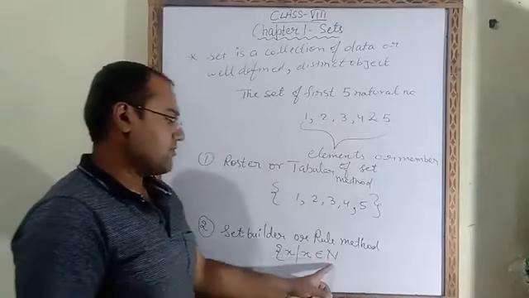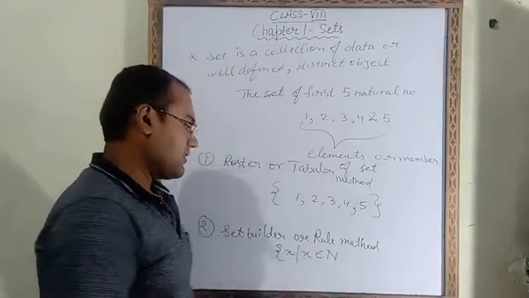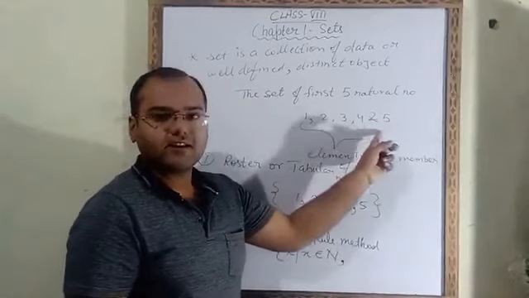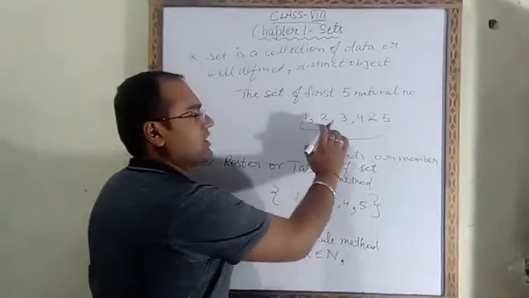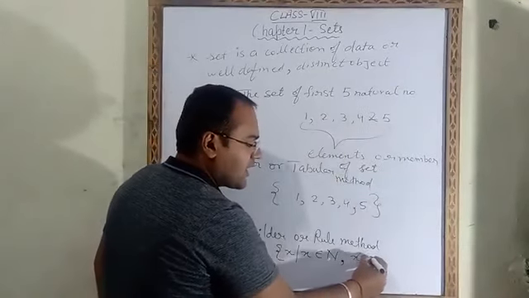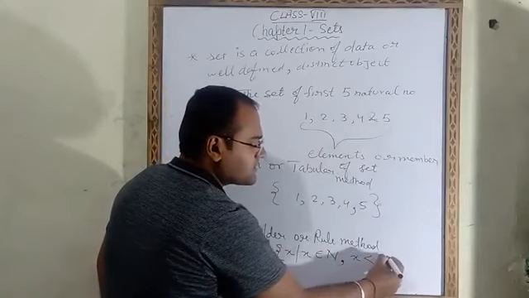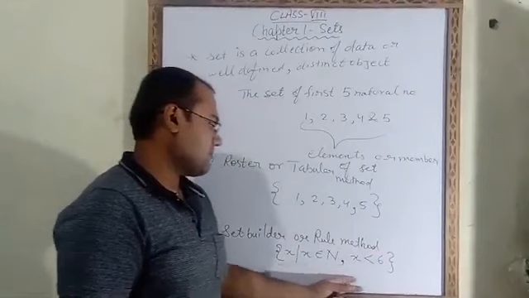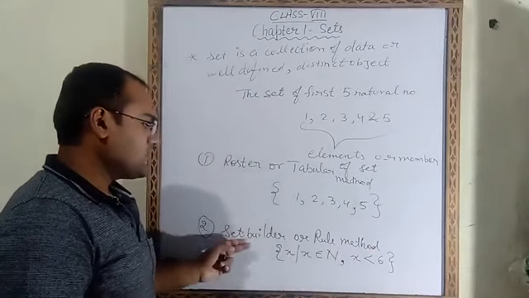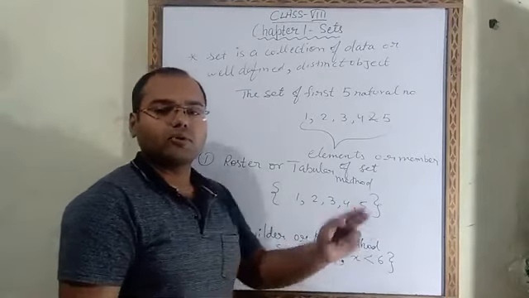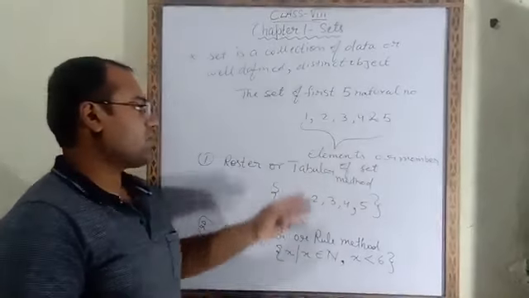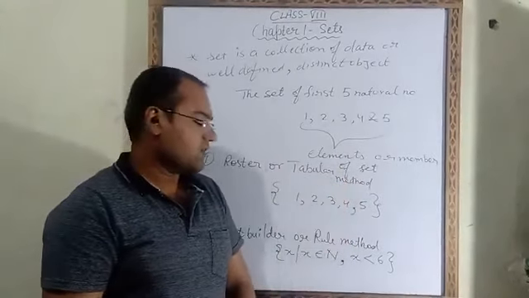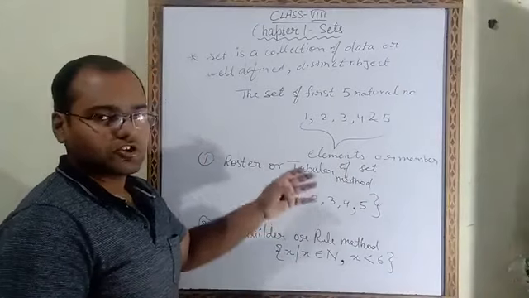Natural number we have to denote with capital N. Then comma. These all numbers are less than 6. So we will write all the values of x are less than 6. Then we have to close the bracket. This method of representation is called set builder or rule method. So these are the general points that you have to remember for first exercise. Now we will start solving some question of your textbook.